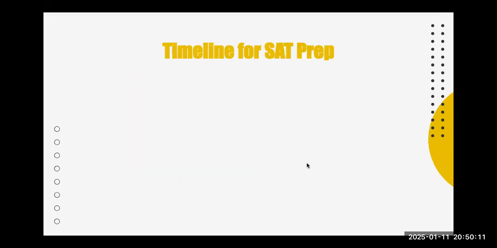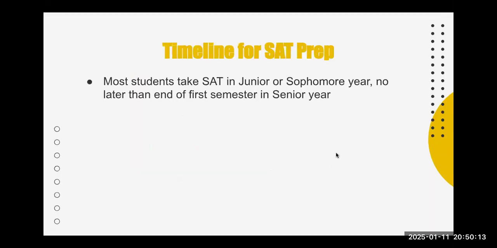And here's the timeline for SAT prep. Most students take the SAT in their junior year or sophomore year, but no later than the end of the first semester in senior year, because you are going to submit your scores to the colleges that you are going to apply to. For students who do early application before November 1st, try to get your scores ready before then, okay?